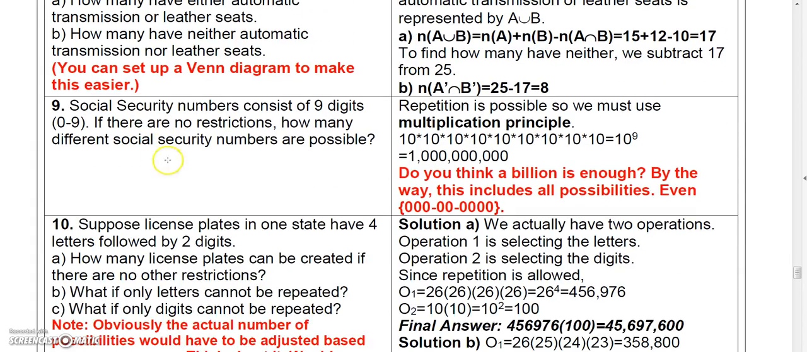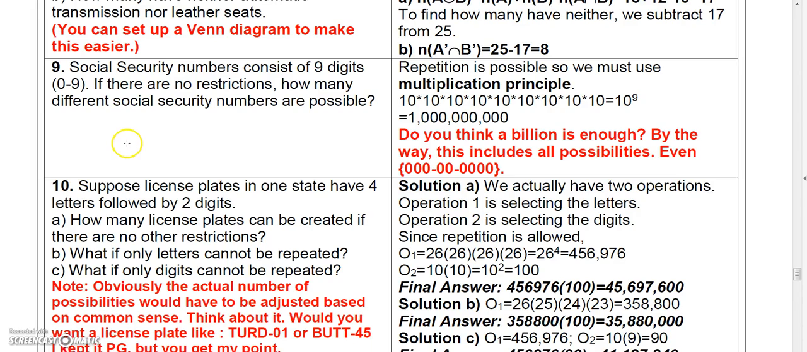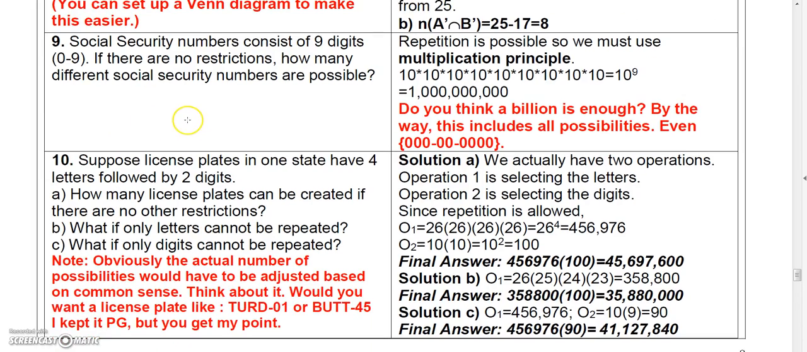Number 9 says Social Security numbers consist of 9 digits, 0 to 9. If there are no restrictions, how many different Social Security numbers are possible? Well, since there's 10 ways to choose each digit, there would be 10 times 10 times 10 times 10 times 10 times 10 times 10 times 10 times 10, or 10 to the 9th power, which would be 1 billion. Okay, now, I'm not saying that you could use all those numbers, but that's the total number of possibilities available.